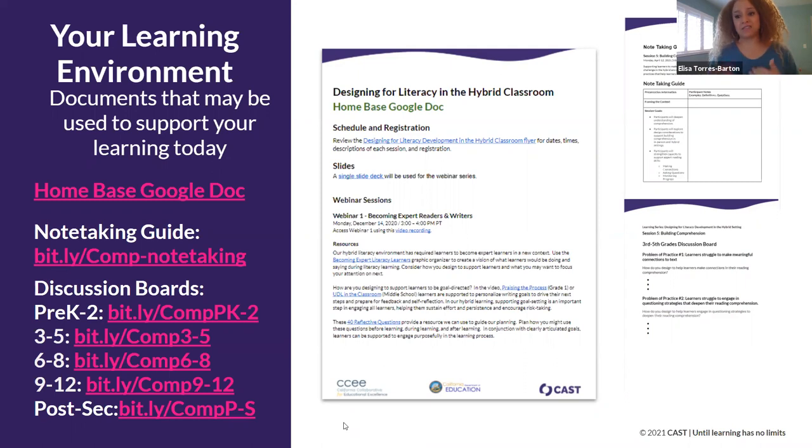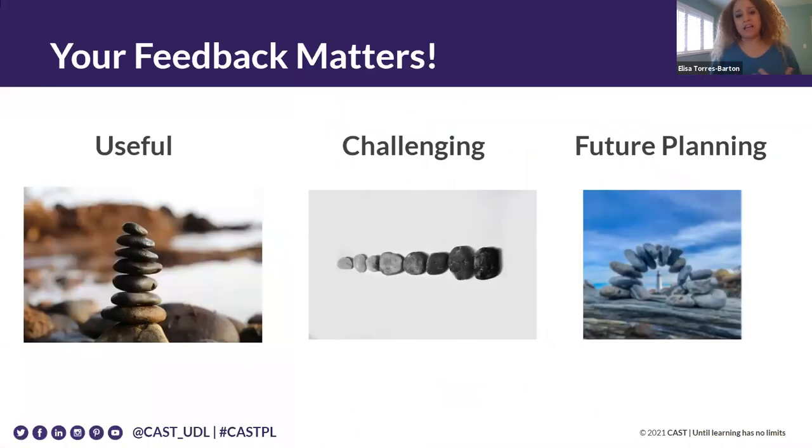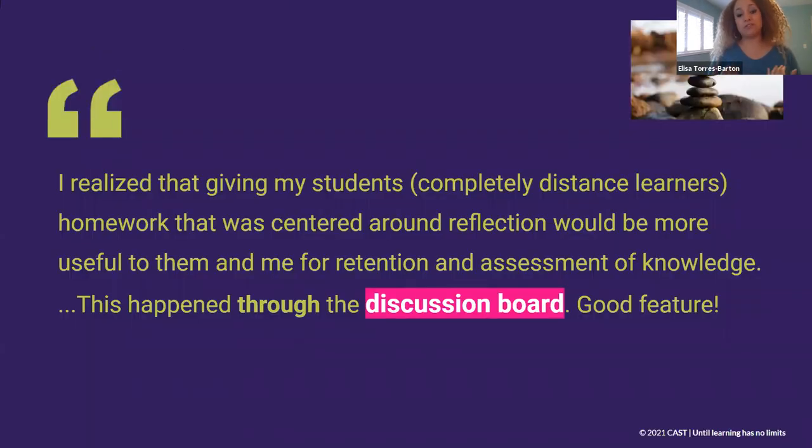So before we move on, we wanted to highlight one piece, right? This is session 5 of 7. In the previous 5 sessions, we've asked for your feedback. And the feedback has fallen in 3 categories. We've asked you, what do you find useful, right? That is in alignment. If you look at those stones, things are aligned. They're building on top of each other. What have you found challenging about the last couple of webinars, and what might we consider in future planning? And so we wanted to give you a quick glimpse without taking too much time into your feedback.